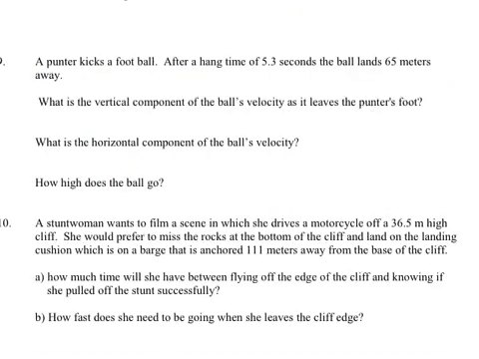Oh, another punter. Okay, so I have a punter who kicks a football. And it has a hang time of 5.3 seconds. That means the total time it's in the air is 5.3 seconds. If the ball lands 65 meters away, so from here to here is 65 meters, let's look at the different questions I've been asked. What is the vertical component of velocity?